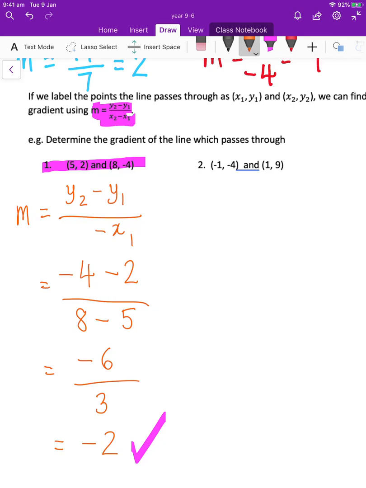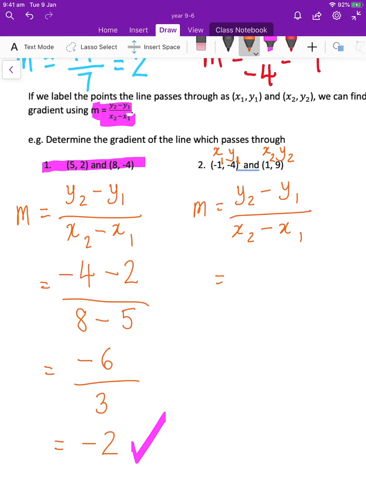So let's find the gradient of the second point. So once again, I'm going to label x and y because that's the way points always go. And the same for the next one, x and y. And I'm going to label the first one x number 1 and y number 1. And I'll label the second point x number 2 and y number 2. Now to find the gradient, we can do rise over run, or we can use this rule, the second y take away the first y, divided by the second x take away the first x. And that's the same as the rise over the run.